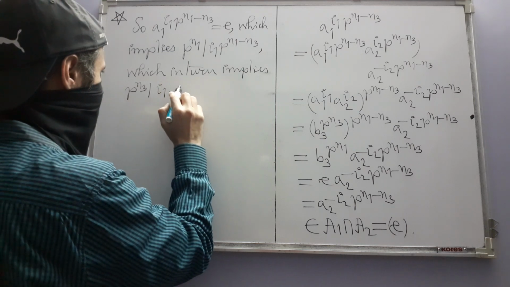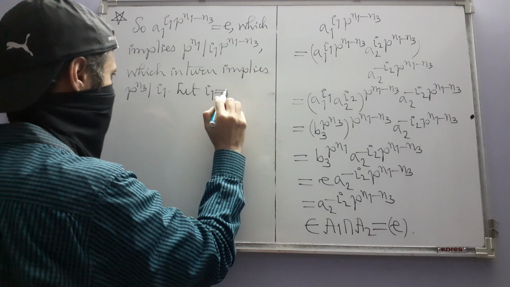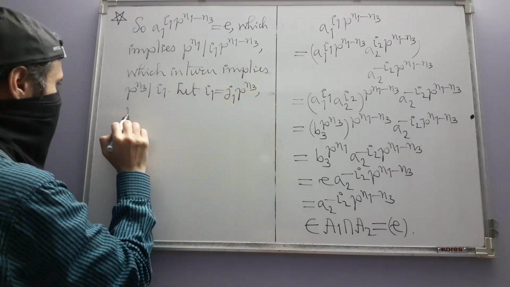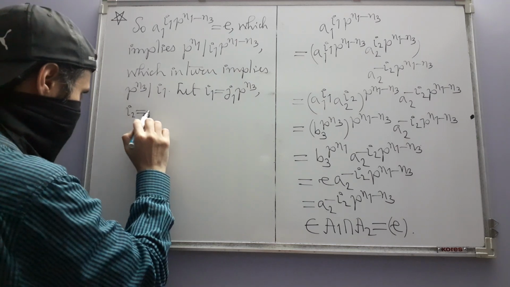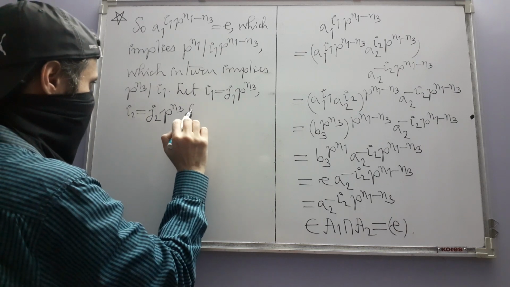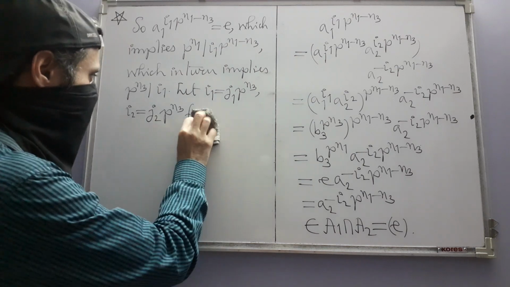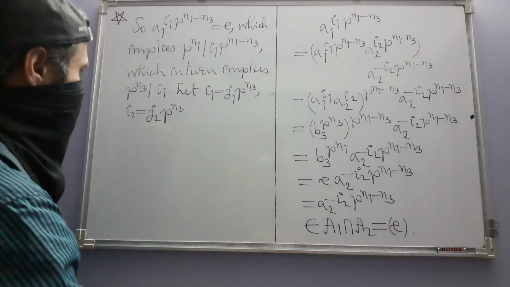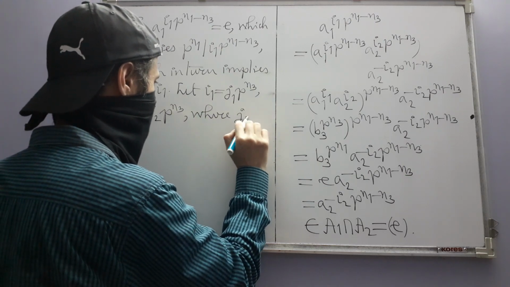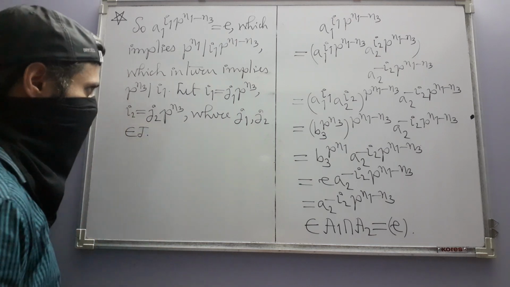That is why let I1 be this multiple, say j1 times p to the power n3, and I2 be j2 times p to the power n3, where J1 and J2 are integers. Okay.